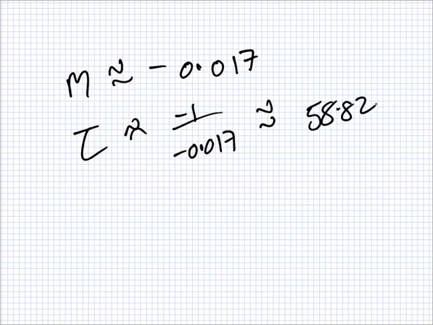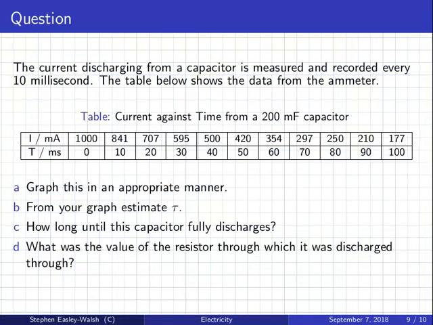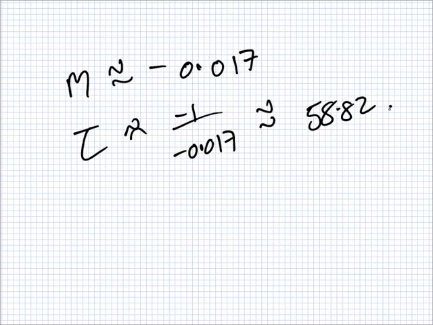58.82. But what's the units? No, not seconds. Look back at the question. Why am I saying not seconds? What do we have on the x-axis? What unit? Milliseconds. Not seconds, milliseconds. So this here is milliseconds. Be careful with that.